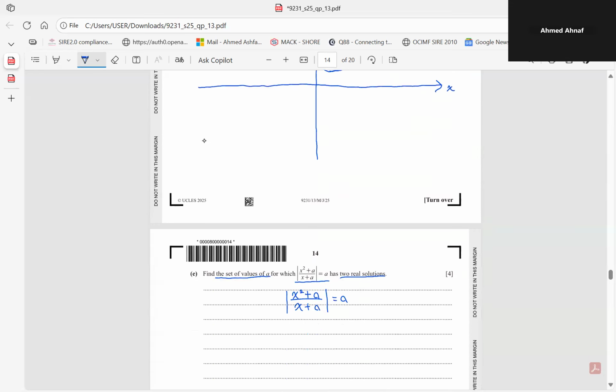All right, so now we're gonna have to find a set of values of a for which this will have two real solutions. Okay, so in order to have two real solutions, this line y equals to a must only be touching 2 points on this curve. So that means it cannot go beyond the minimum point here and the turning point in here. So it always has to be between these two turning points.